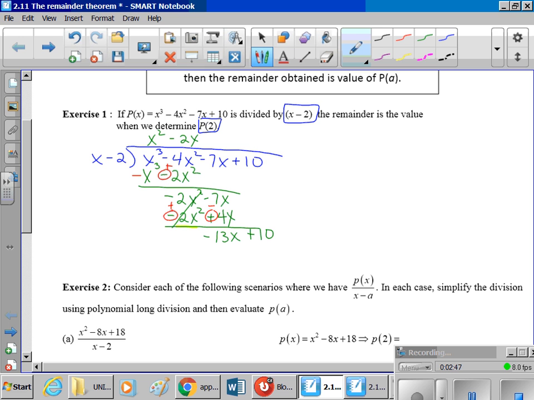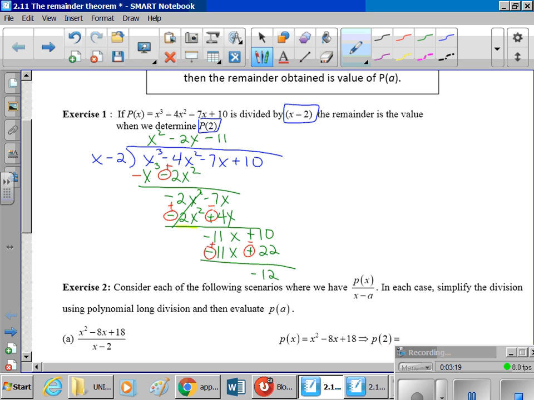I can add or subtract in this case. 7 minus 4 is not 13, it's 11. See, even the best of us. 11x. So x goes into negative 11x minus 11, which gives us negative 11x plus 22. We're going to change those signs again, plus and minus. And that's going to give us a remainder of negative 12.